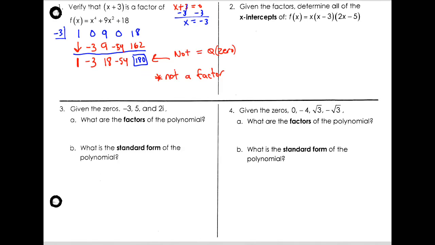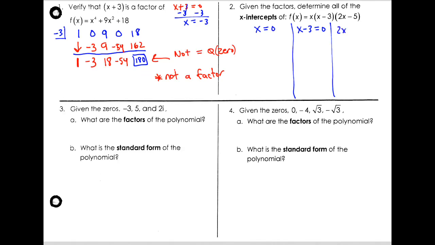As you can see here, it's giving us the factors x, x minus 3, and 2x minus 5. In order to find your x-intercepts, all you do is take all of those factors and set them equal to 0. So there's x is equal to 0. x minus 3 is equal to 0. And 2x minus 5 is equal to 0. Then you just solve.